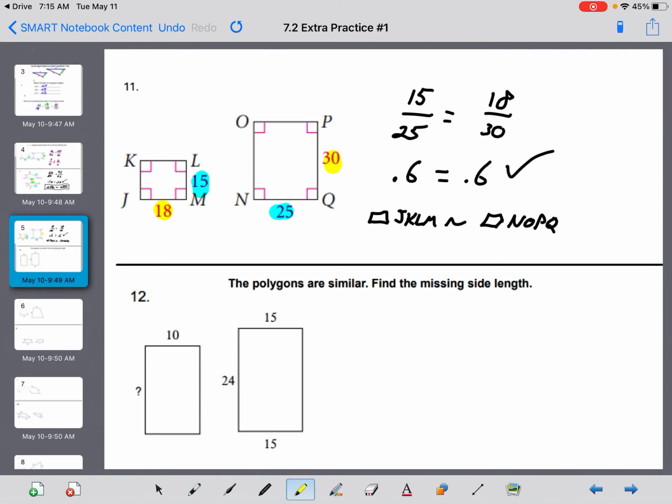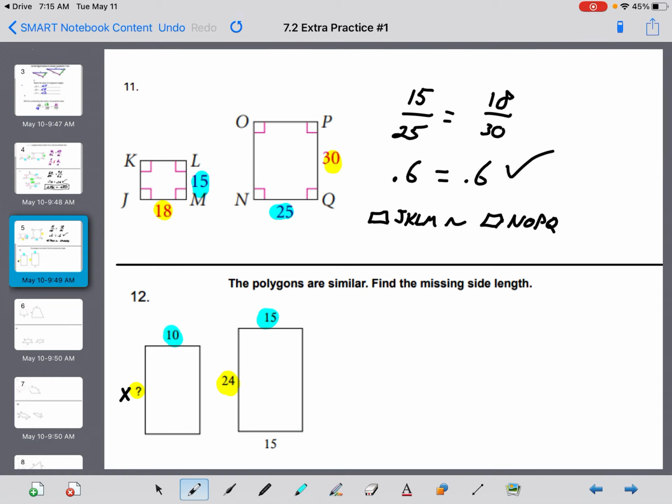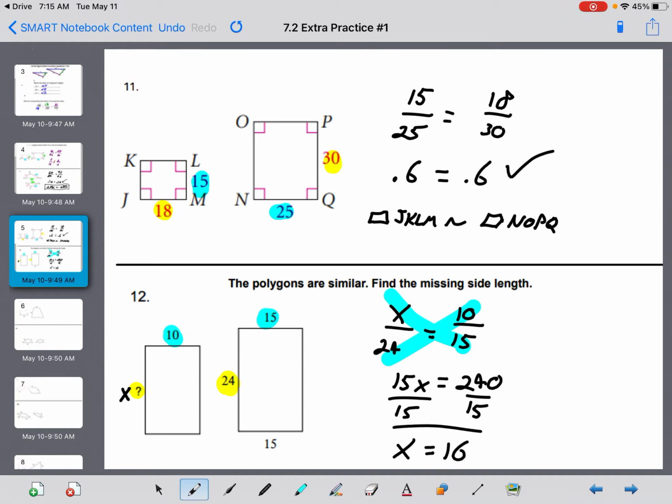The polygons are similar. Find the missing length. Well, we don't know this side, so that's our x, okay? And that's proportional to 24. And then we'll use 10 and 15, okay? So x over 24 is equal to 10 over 15. Now from here, you cross multiply. 15 times x is 15x. 24 times 10 is 240. If you divide both sides by 15, x is equal to 16.